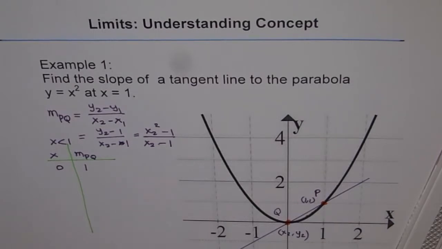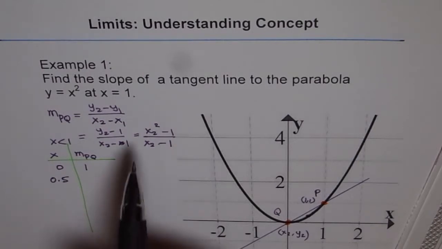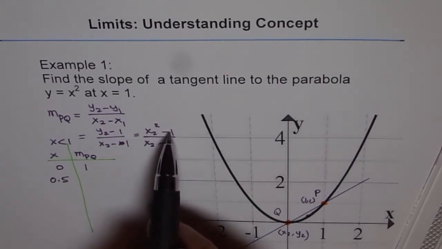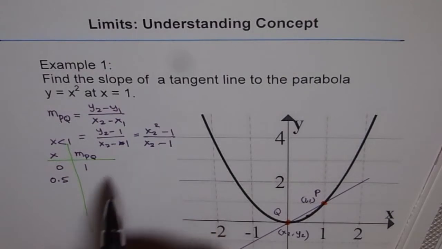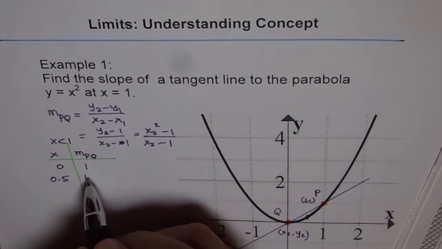So we can take a point here, let's say 0.5. If I have 0.5, let me calculate the value. That means 0.5 square minus 1 divided by 0.5 minus 1 gives me the slope of the secant where Q is at 0.5. Let me calculate that using a calculator. We get 0.5 square minus 1 divided by 0.5 minus 1. That gives me 1.5. So let me write down 1.5.